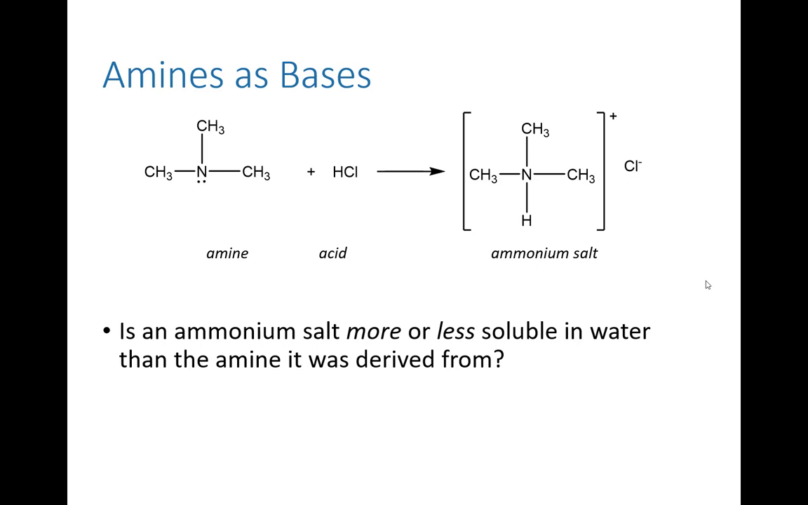A good question to ask right now. We saw that amines are generally pretty soluble in water, especially primary and secondary ones. Is this ammonium salt going to be more or less soluble? In general, ions are quite soluble in water. They are probably going to be more soluble than almost any other group that we look at in terms of organics. And so we would strongly expect that ammonium salts should be more soluble in water, just like carboxylate salts were more soluble in water.